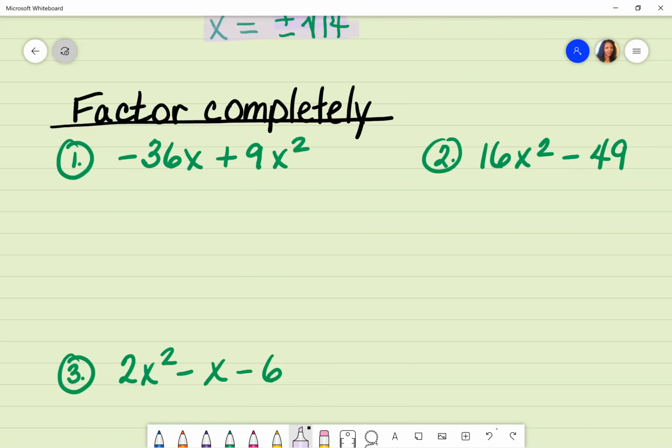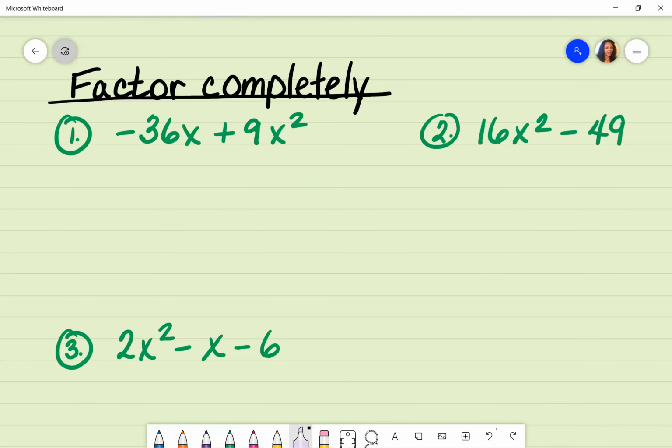My last section is factoring. So when you're factoring completely, you have to make sure you're following rules. The first rule is to put it in standard form, meaning the highest exponent goes first, and then you start counting down. So I'm going to rewrite this as 9x squared. This has a negative sign, so keep up with that, minus 36x.